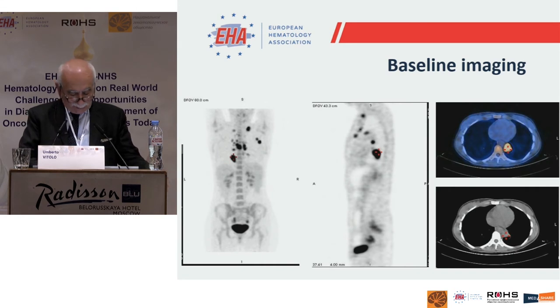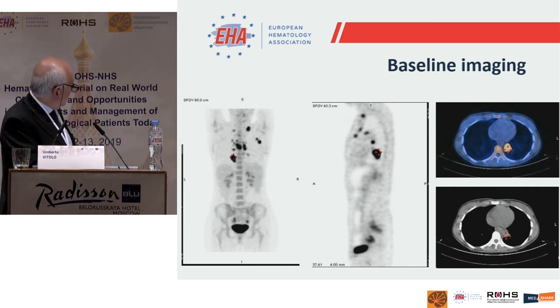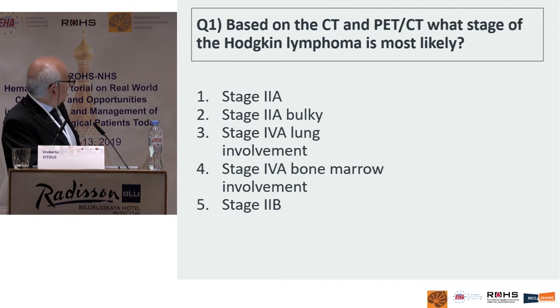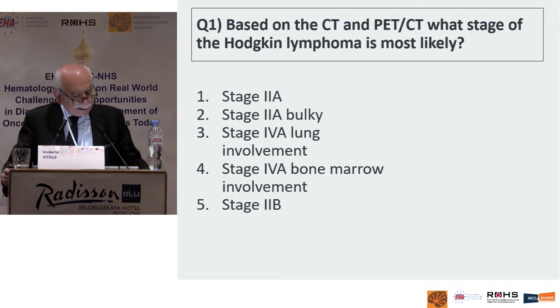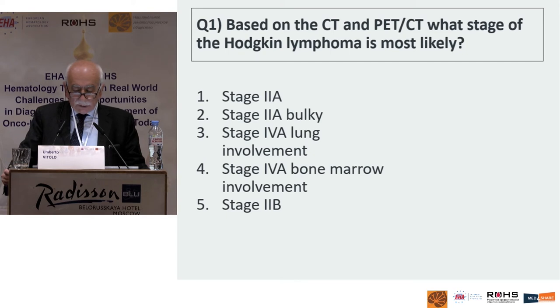The supraclavicular biopsy showed classical Hodgkin disease, nodular sclerosis, CD30 positive. I think this is the PET imaging. As you see, you can easily see the lymph node uptake and also the lung involvement on the left in this lady, with huge abdominal lymph node involvement. So again, just to start, an easy question based on the CT and PET CT: what stage of Hodgkin lymphoma is most likely? 2A, 2A bulky, 4A lung, 4A bone marrow involvement because of diffuse uptake, or stage 2B?